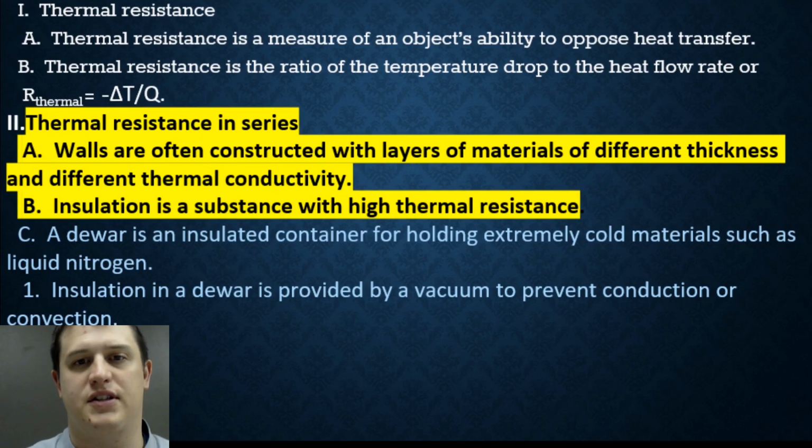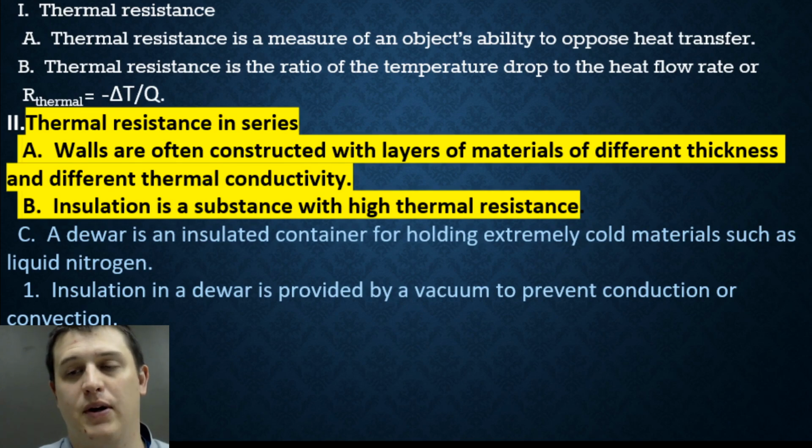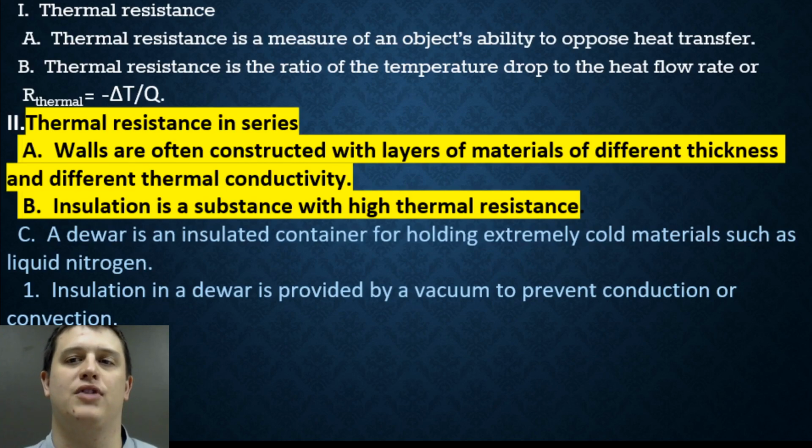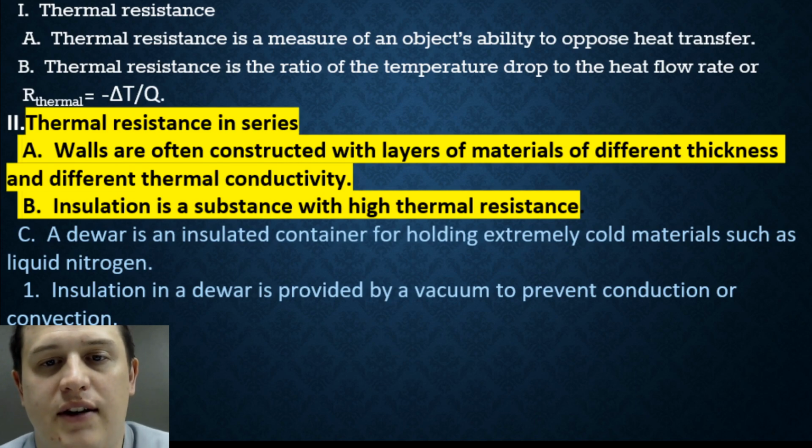Okay, so thermal resistance is a measure of an object's ability to oppose heat transfer. Thermal resistance is the ratio of the temperature drop to the heat flow rate, or R thermal is equal to the temperature drop divided by the heat flow rate. Okay, so Q is the heat flow rate.